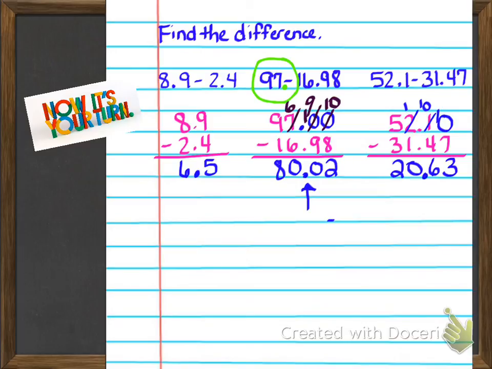Right, and there you have it. So after I regrouped and borrowed from everybody that I needed to borrow from, I ended up getting 20 and 63/100.